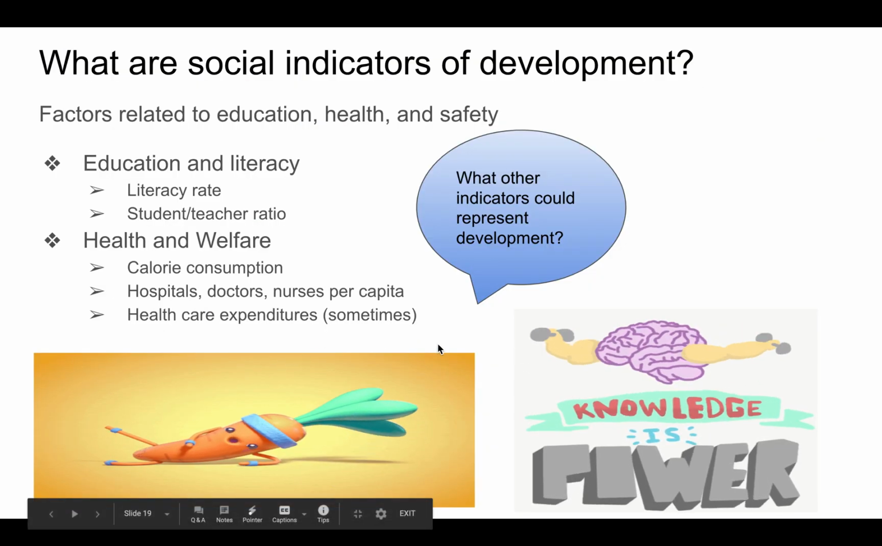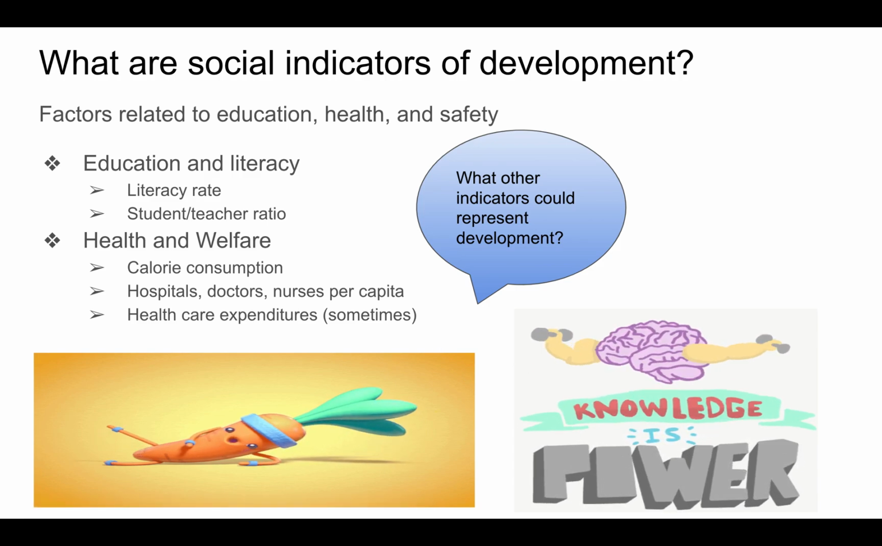All right, the social indicators look at education and literacy. And when they look at literacy, they're looking at the percentage of people that are literate within the primary language. In the student-teacher ratio, they're looking for a low student-to-teacher ratio, and that will tell us the spectrum ranking of a country. And health and welfare, they'll look at nutrition and calorie consumption.